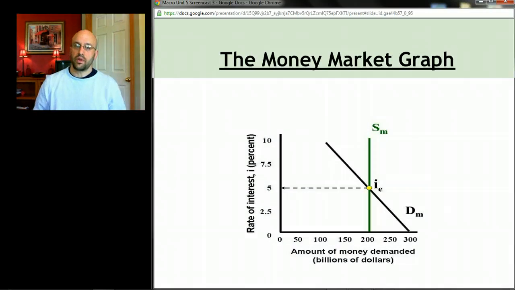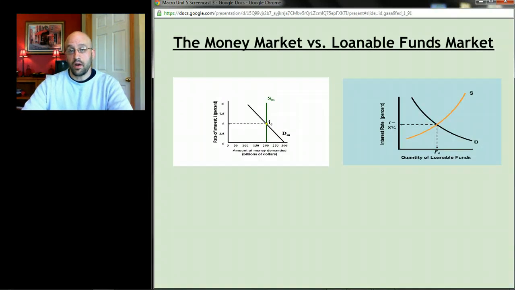The combination of the demand for money and the supply of money is the money market graph. And this is the graph the Federal Reserve is going to use to push around specifically that money supply curve to change interest rates in the economy. Now we might take a second to compare this money market graph to the loanable funds graph that we've seen before, because they have very similar ideas behind them and they operate in very similar ways.